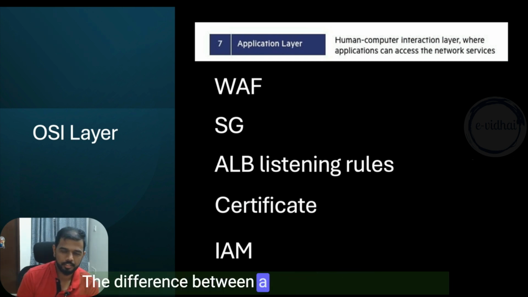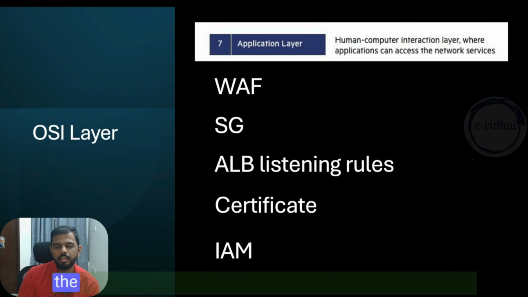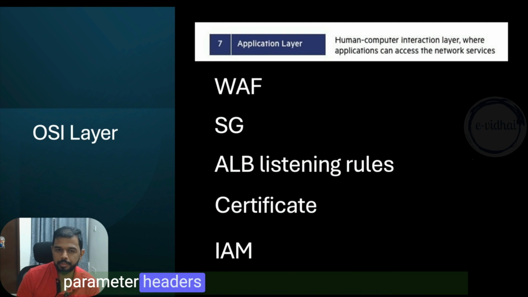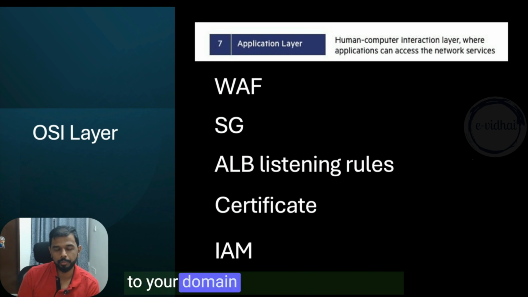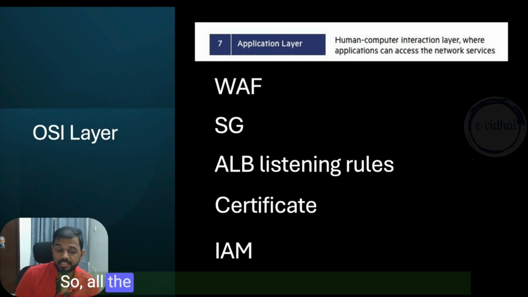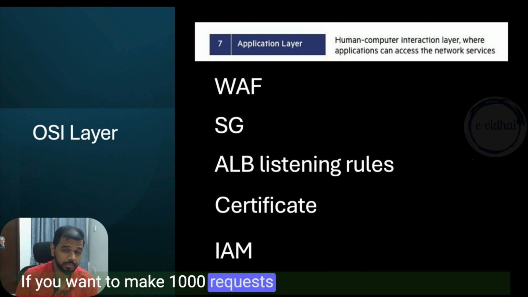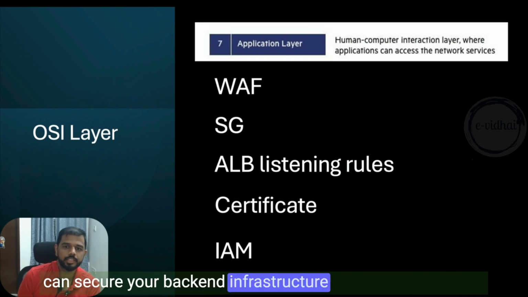The difference between a normal firewall and a web application firewall is that the WAF sits at layer 7 of the OSI model, which means you can add protection based on the host name, query parameters, headers and so on, so that you can restrict any request that is coming to your domain or your application. I'm talking about the public facing application here. Then there are other things like rate limiting. Rate limiting is when you have an endpoint which can handle a load of only 100 requests per second, but if there is an attack bombarding your system with 1000 requests per second to bring the system down, then you would configure rate limit rules so that you can secure your backend infrastructure from going down.